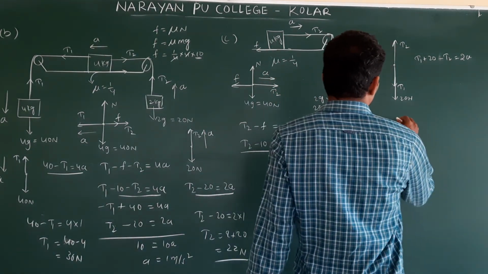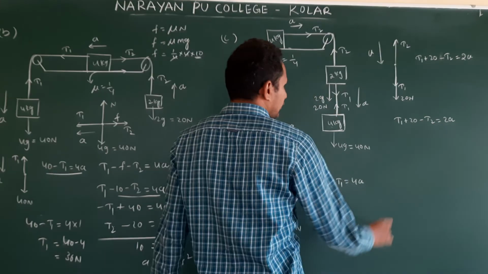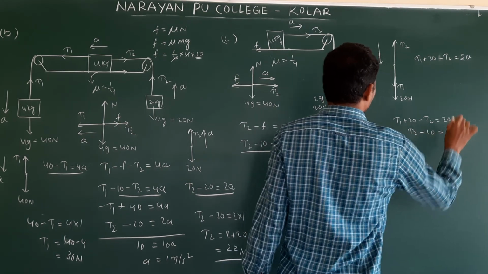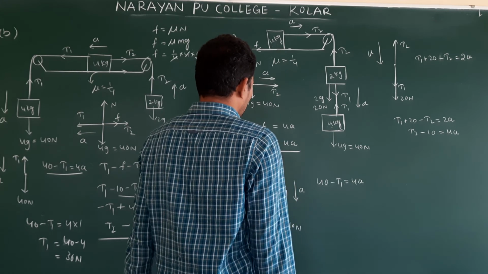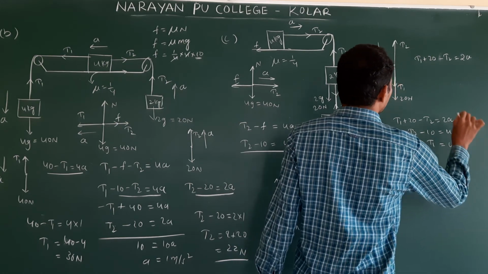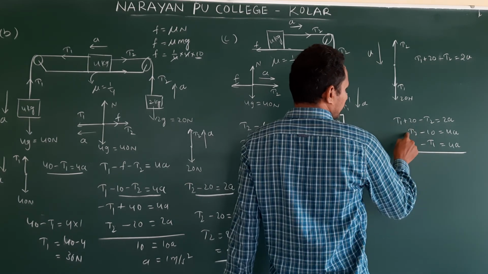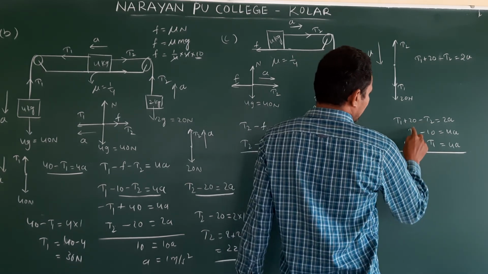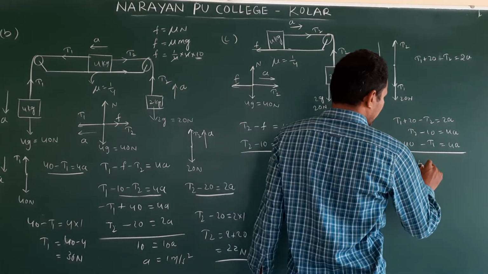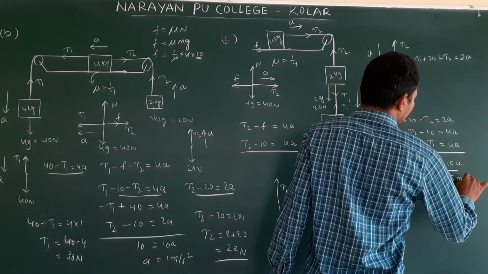I am adding here. T1 plus 20 minus T2 is equal to 2A. Next, T2 minus 10 is equal to 4A. Next, 40 minus T1 is equal to 4A. Right? Plus T1 minus T1, minus T2 plus T2 cancel. 40 plus 20, 60. 60 minus 10, 50. 50 is equal to 10A. A is equal to 5 meter per second square.